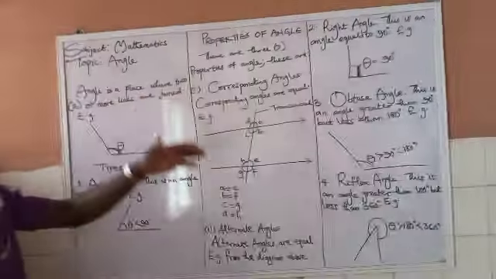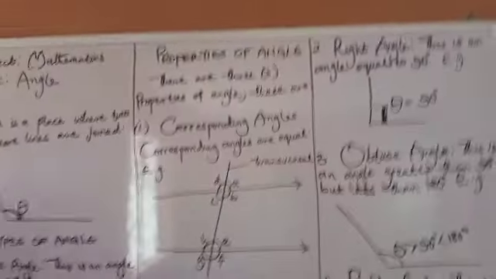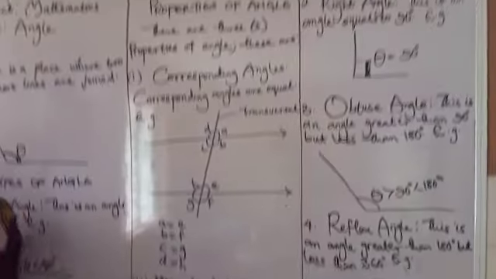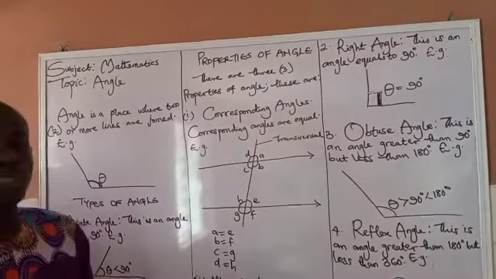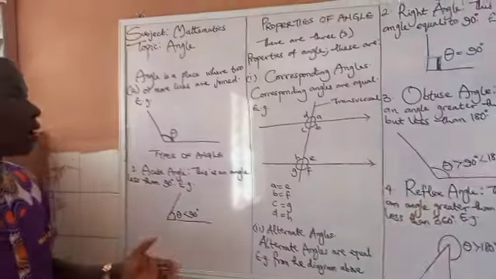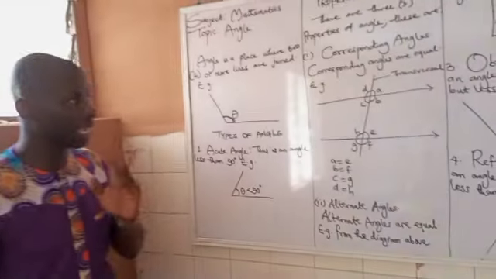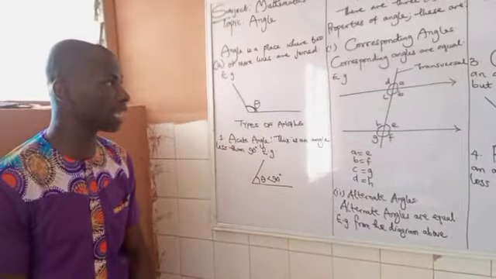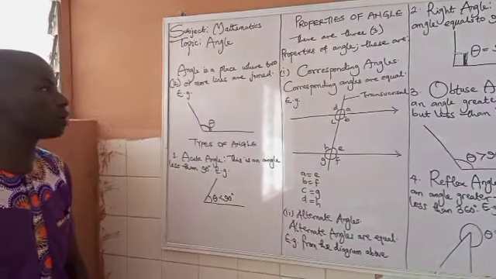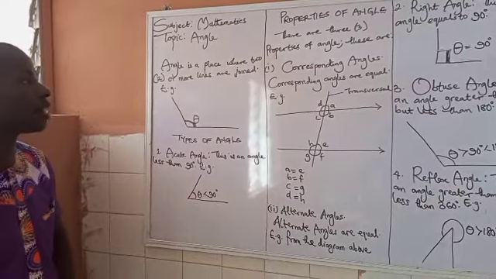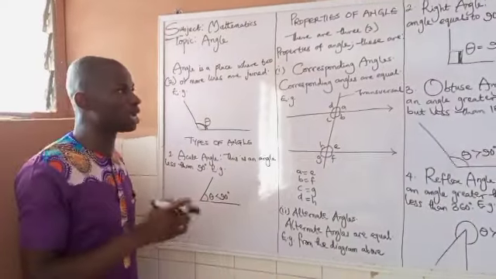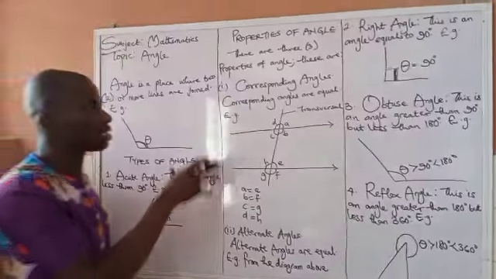We have three major properties of angle: corresponding angle, alternate angles, and vertically opposite angle. I'm going to give you the third one shortly after these two. Now, listen please and listen keenly. What am I talking about here? If you look at the board very well, you will discover that we have these properties like this. Please pay attention.